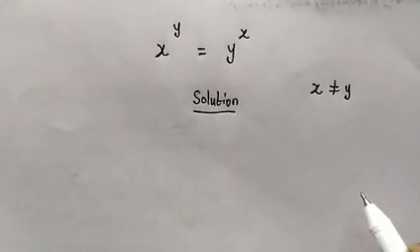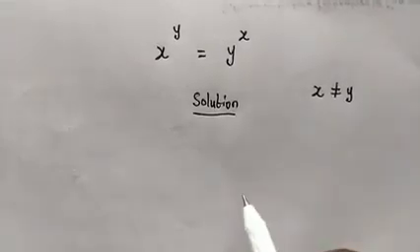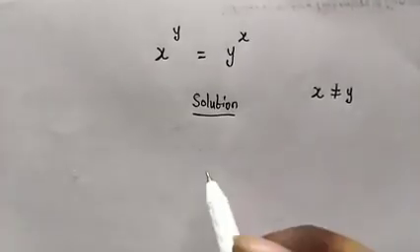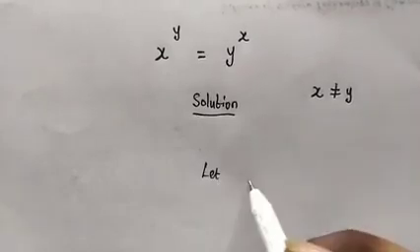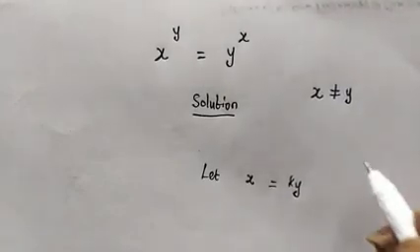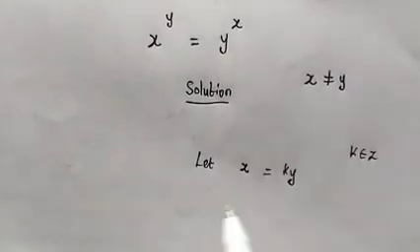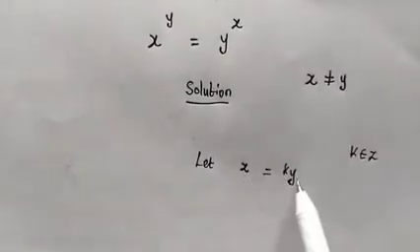So this is an example of a Diophantine equation, right? Okay, so let's get started. Now we're going to start with the following substitution. We're going to let x equal k times y, right? So k is an integer.